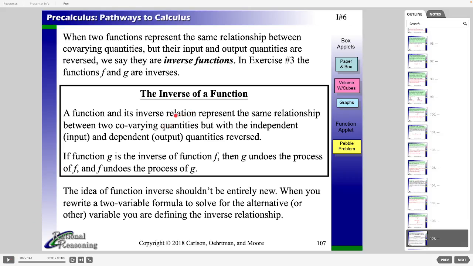So a formal definition, what is an inverse function? One function undoes the other. So that the inputs and outputs are related because the input of one is the output of the other, and the output of one is the input of the other, right? They have to have that relationship. And they undo the process. So G undoes F, F undoes G.